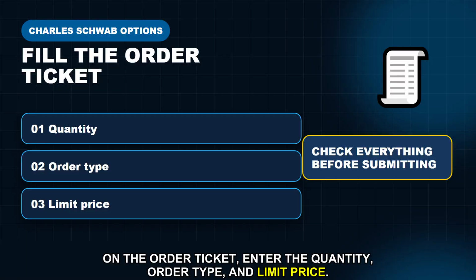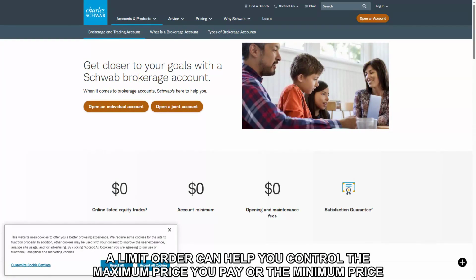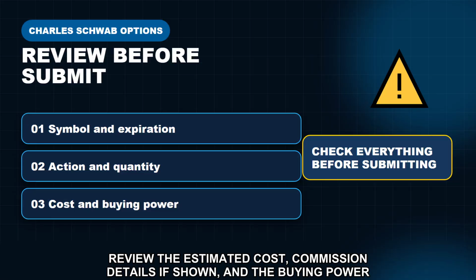On the order ticket, enter the quantity, order type, and limit price. A limit order can help you control the maximum price you pay or the minimum price you accept. Review the estimated cost, commission details if shown, and the buying power impact before continuing.